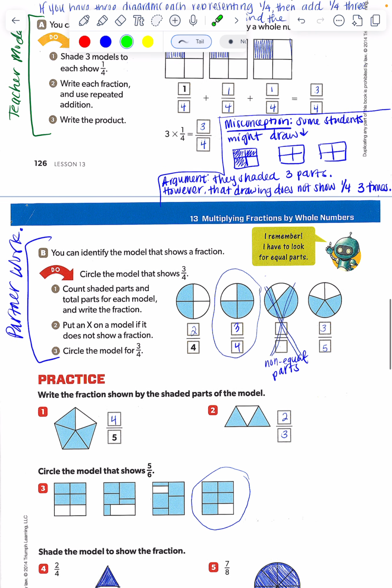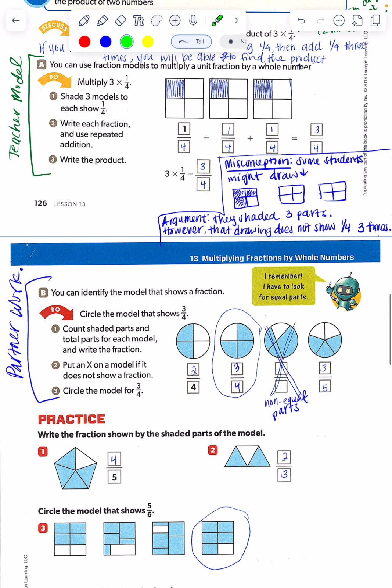Something that students might struggle with is some students might say, okay, well, it tells me to show 1/4 3 times. So that means that I'm just going to shade in 1/4 3 times, or shade in 3 parts of 1/4. That is incorrect, because this model would show that you have 3/4 one time, there's 0/4 another time, and then 0/4 a third time. So this is inaccurate, okay?